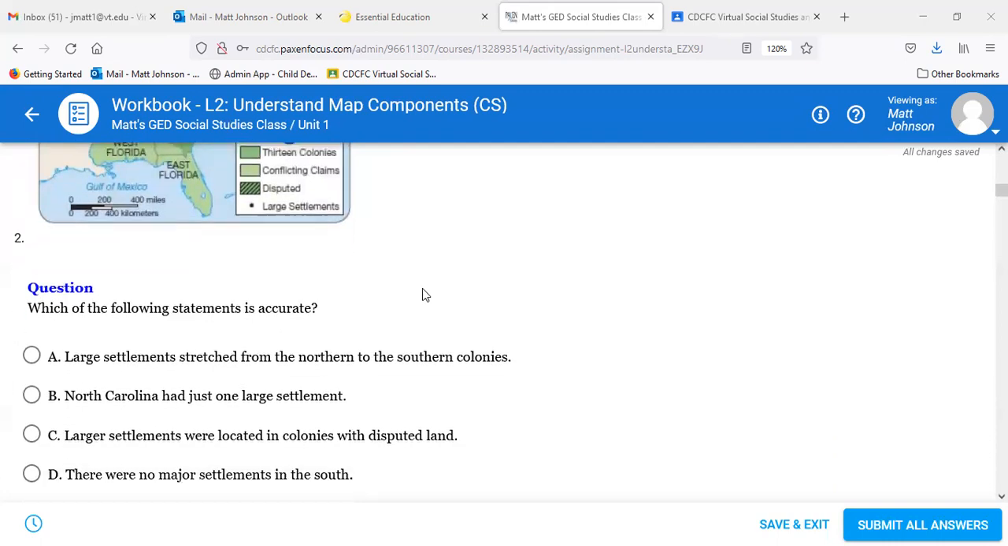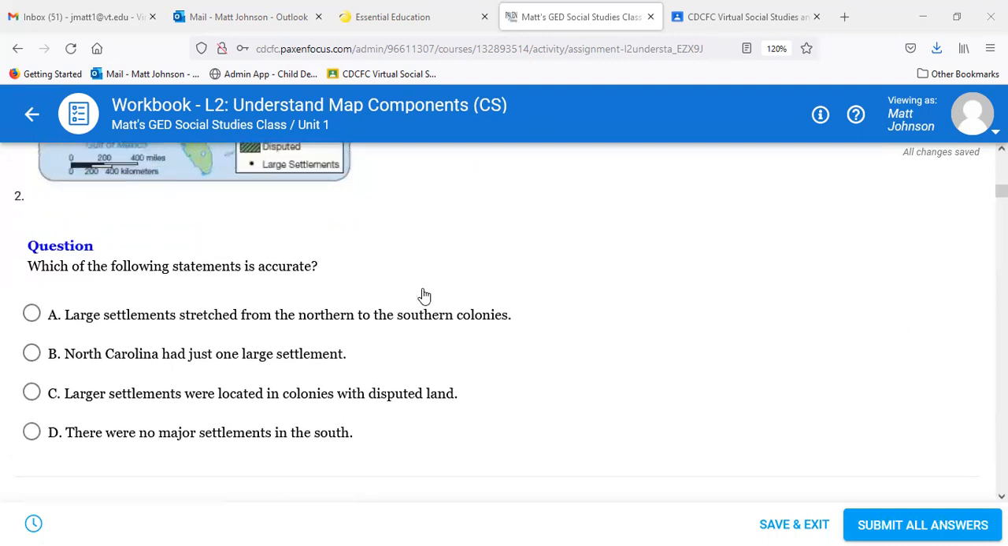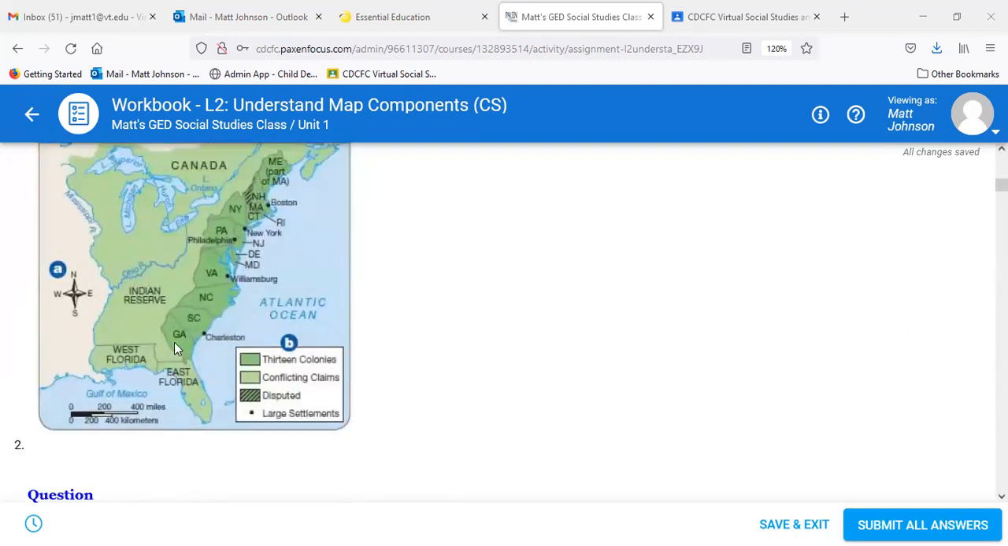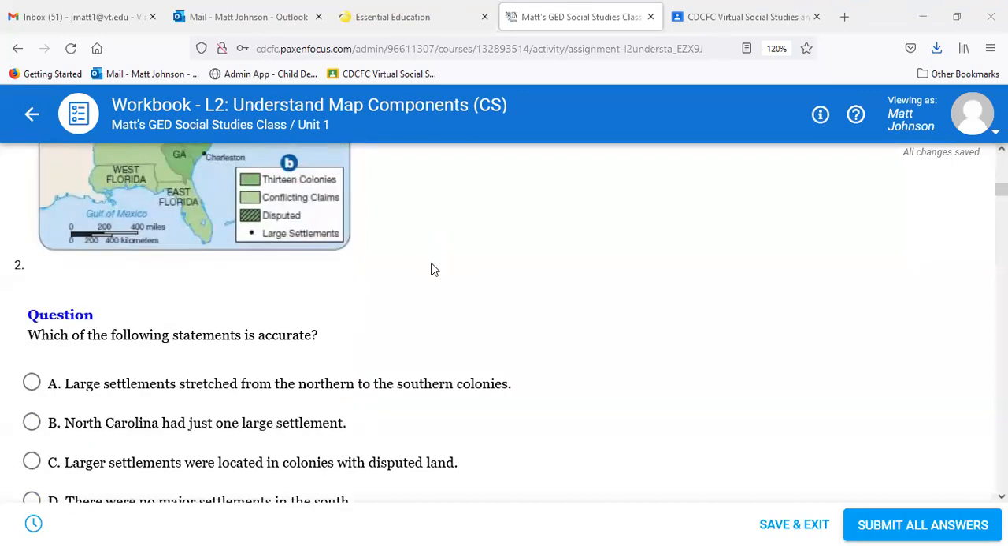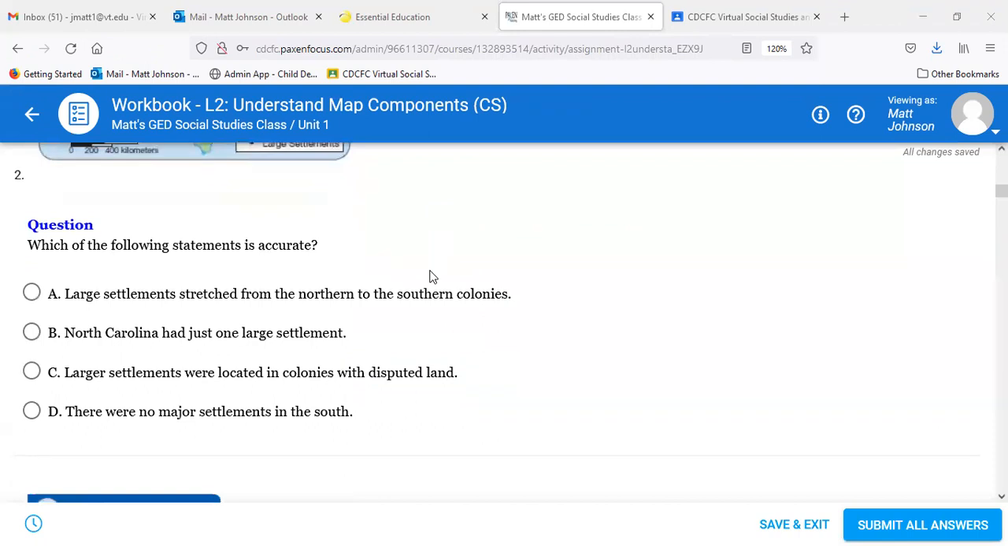D. No, because for D, we have Charleston down here, right? So that's a major settlement. That's in the South. And Williamsburg, you could consider that as part of Virginia, is in the South as well.